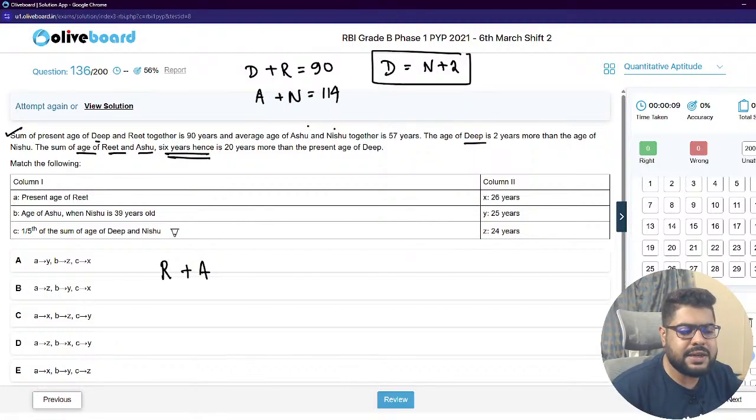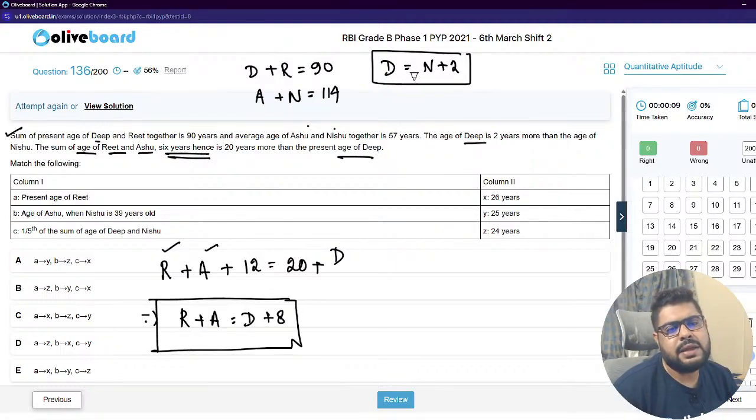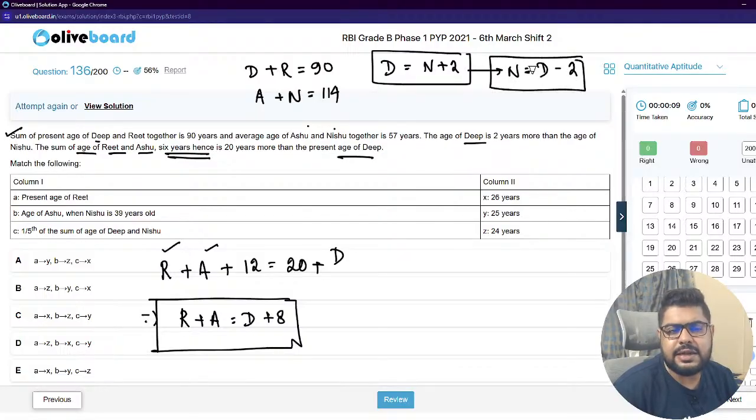6 years hence. 6 years hence means, sir, what? अभी से 6 साल आगे. So what will be the present one, sir? चलो, present one is R plus A. So what will be the 6 years hence? Sir, plus 6 for this person, plus 6 for this person. Total, sir, plus 12, is 20 years more than the present age of Deep. So R plus A, one second, sir. R plus A, sir, this becomes D plus 8. So you see, most probably, sir, everything is represented. I can write N as D minus 2. Everything is represented in terms of D.